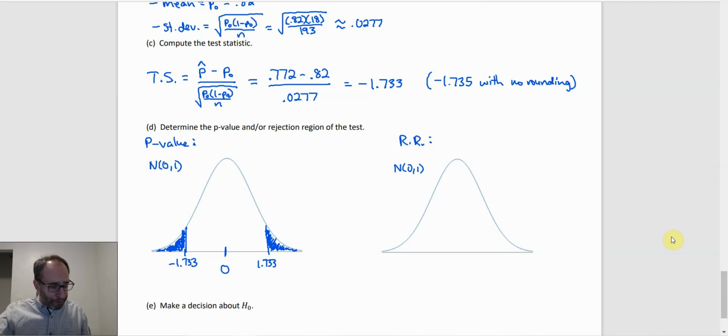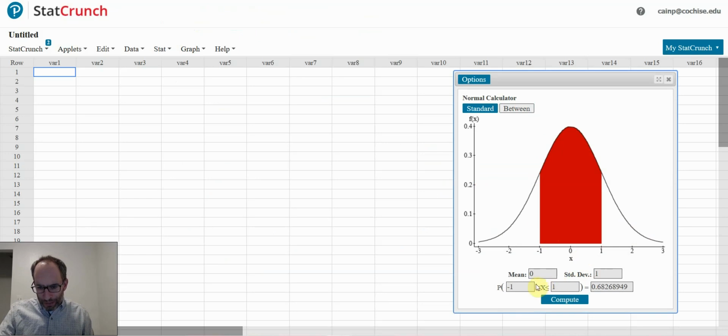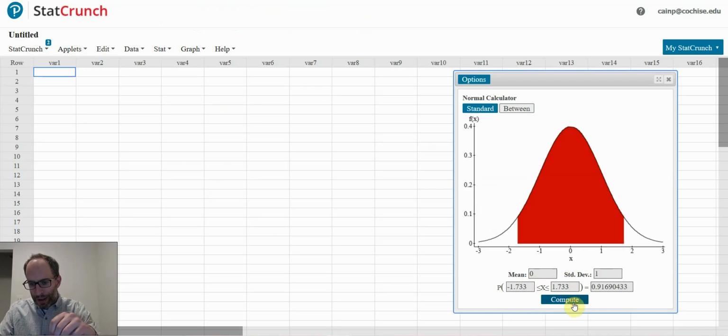All right, so then we got to figure out our p-value. Let's see, if you're going to do it this way, I guess you could do it with the between, and say you want between negative 1.733 and positive 1.733, and then 1 minus the between would do it. So like 1 minus 0.9169.